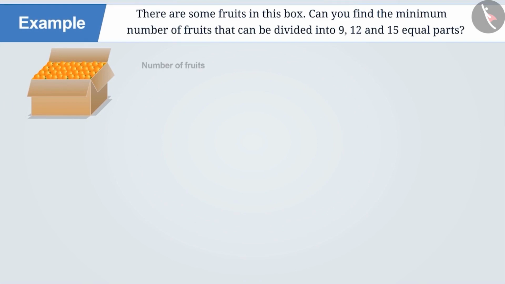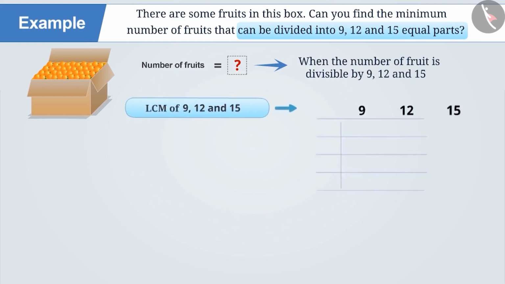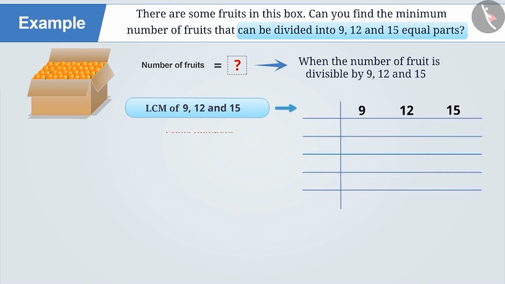In the given example, we have to find the minimum number of fruits that can be divided into 9, 12, and 15 equal parts. This is possible only when the number of fruits is divisible by 9, 12, or 15. In order to find the minimum number of such fruits, we need to find the LCM of 9, 12, and 15. To do this, we will write these numbers as follows.